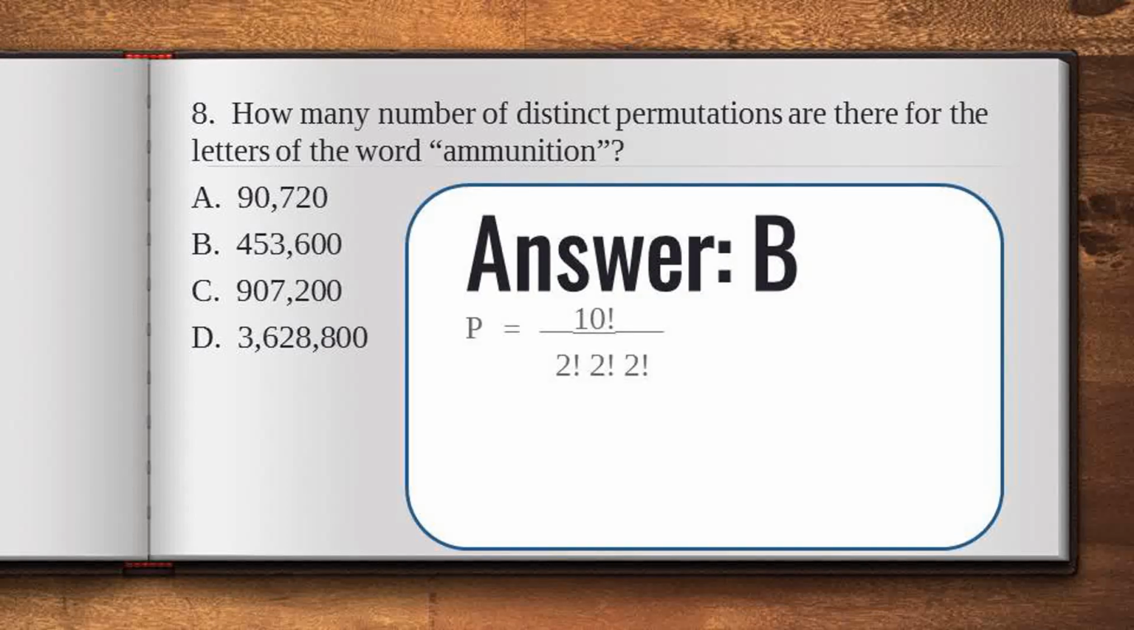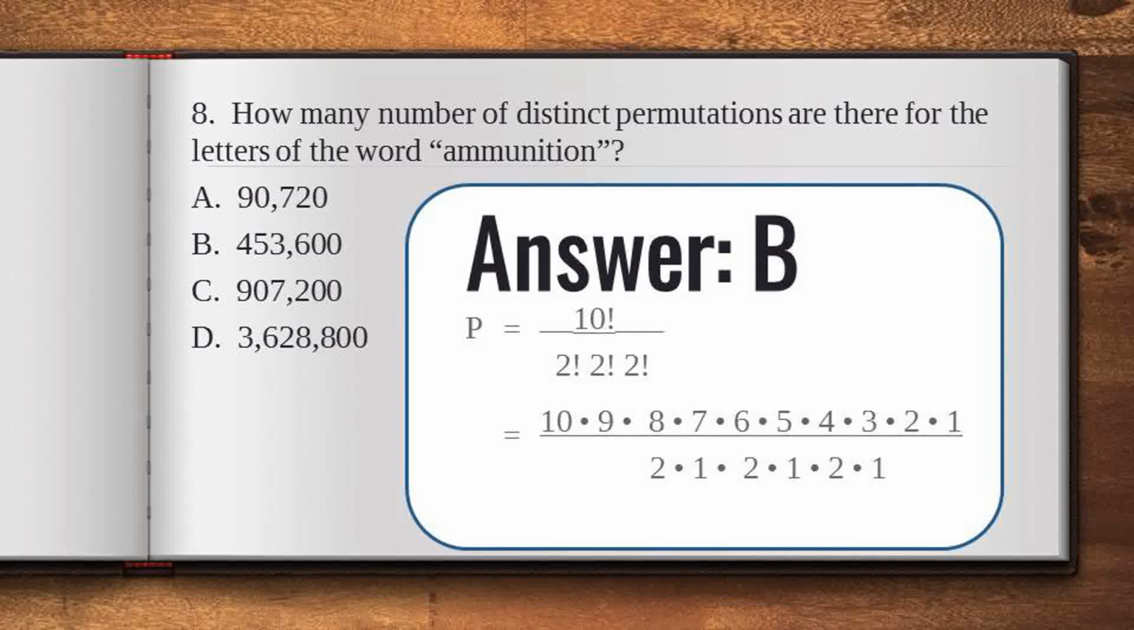Note that there are 10 letters in the word ammunition, but we have to take into account the fact that there are 2 letter M's, 2 letter I's, and 2 letter N's, and thus there would actually be fewer permutations than if each of the letters was not repeated. Thus the formula is 10 factorial divided by 2 factorial times 2 factorial times 2 factorial, and the answer that we get is 453,600.